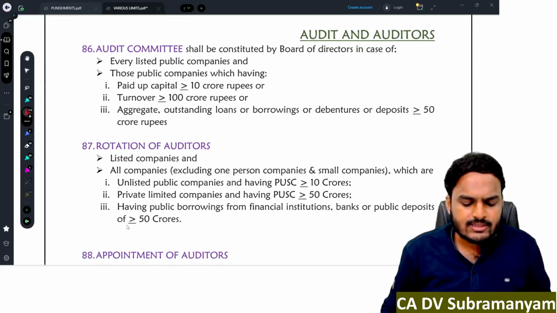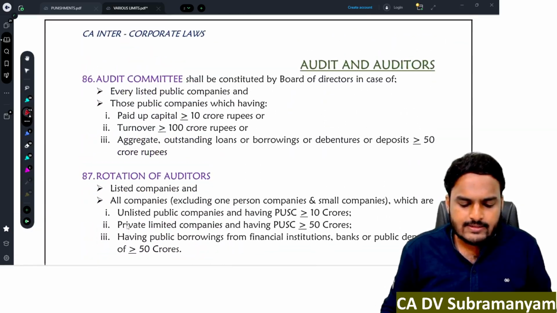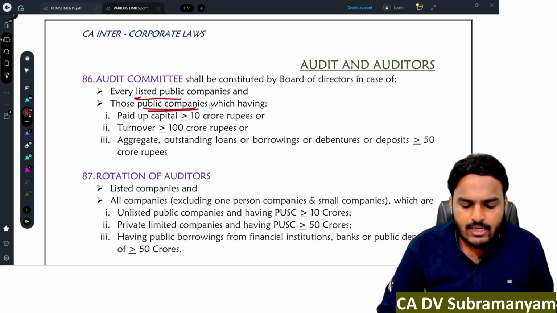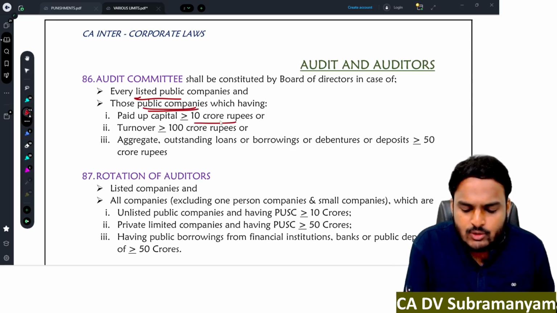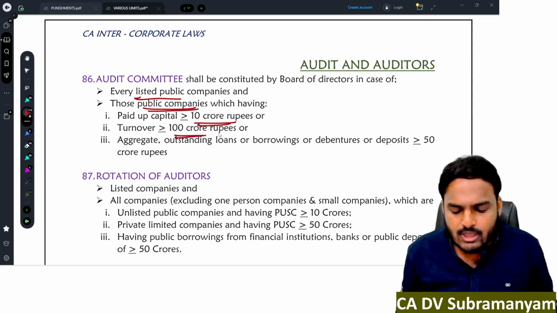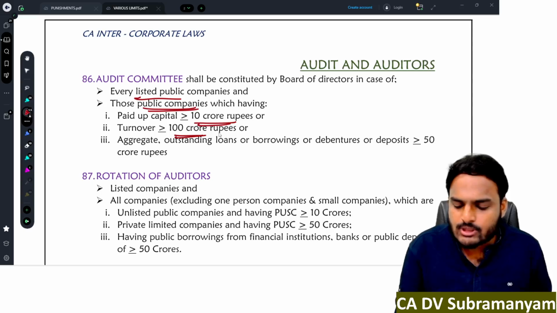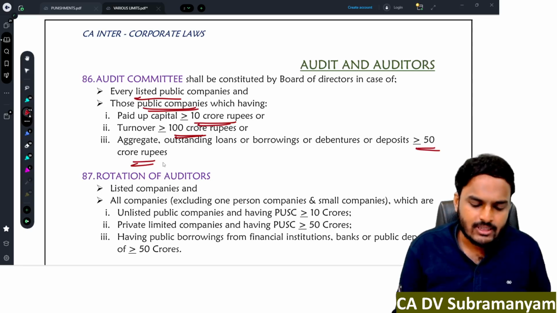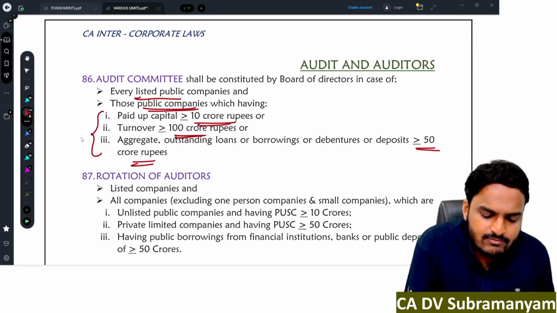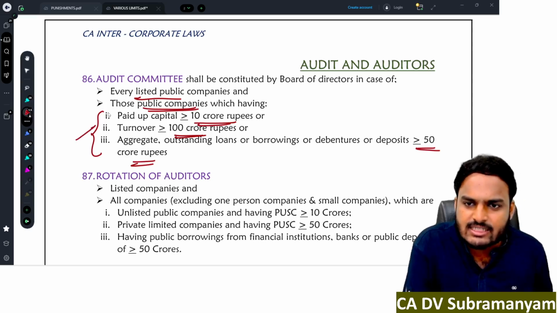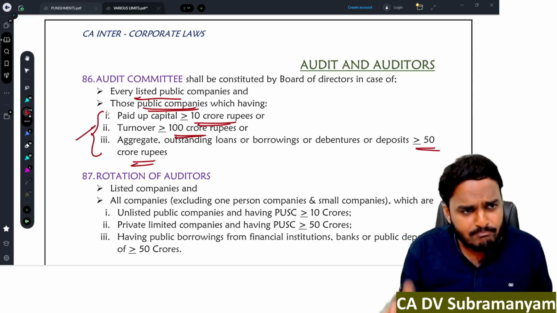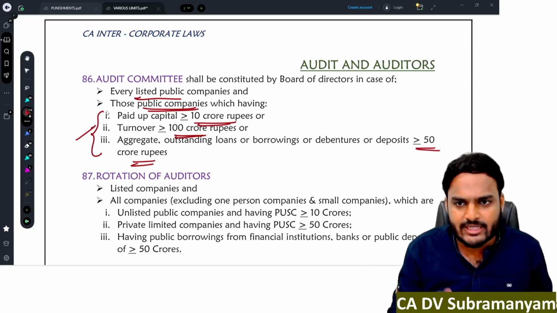Next one, audit and auditors, audit committee. Audit committee is applicable to all the listed public companies without any limits. And to those public companies which have paid up share capital 10 crores or more, turnover 100 crores or more, outstanding borrowings, debentures, deposits 50 crores or more. So this is regarding applicability of audit committee. A public company with any of these conditions satisfied shall have an audit committee. Listed public companies, forget about the limits, audit committee is mandatory.